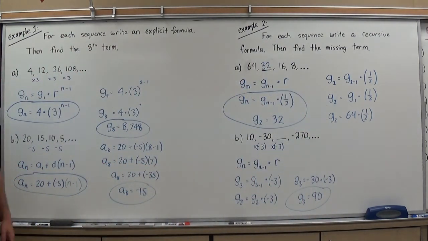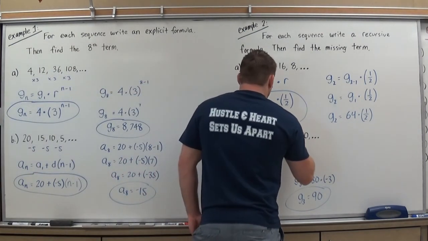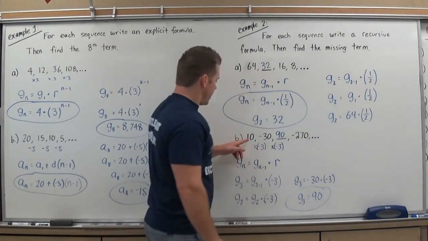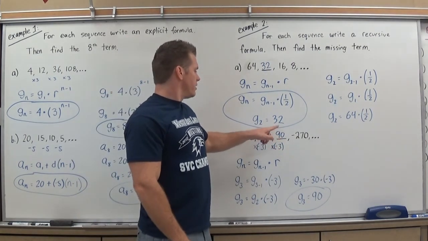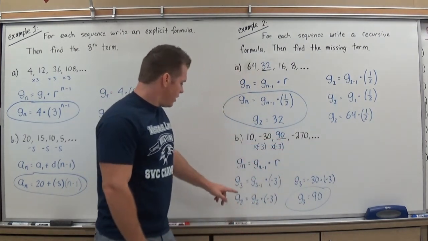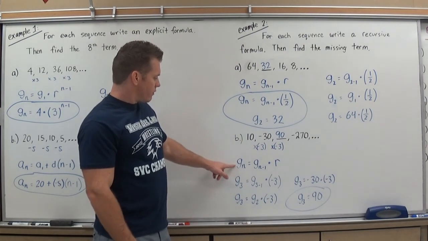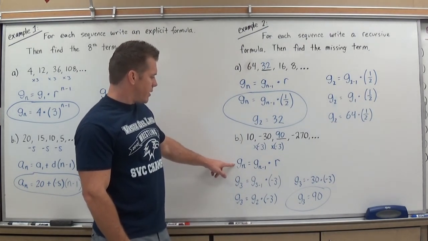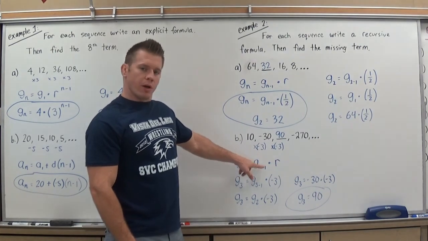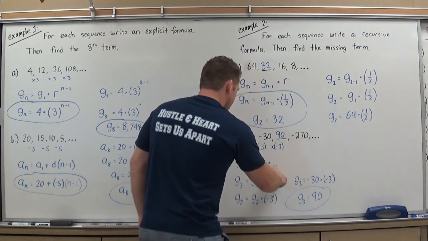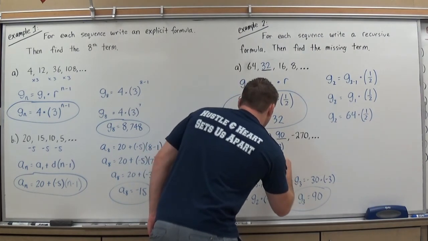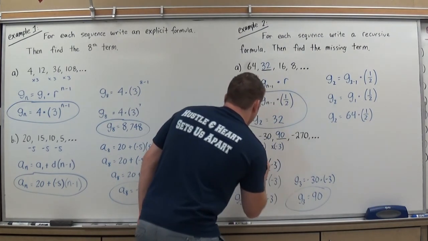And now I want to check. Make sure it's following the pattern. 10 times negative 3 is negative 30. Negative 30 times negative 3 is positive 90. 90 times negative 3 is negative 270, which fits my formula. So the formula must be G sub n equals the term before it times R. And R is actually negative 3. So I'm going to change that to a negative 3, and I have my formula.